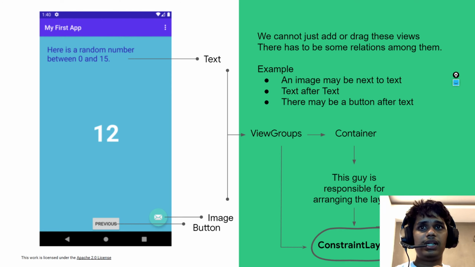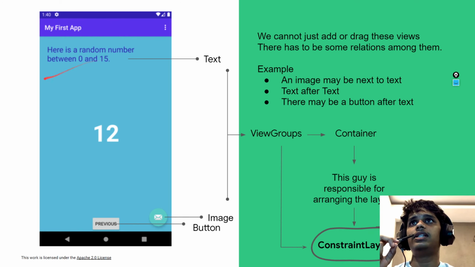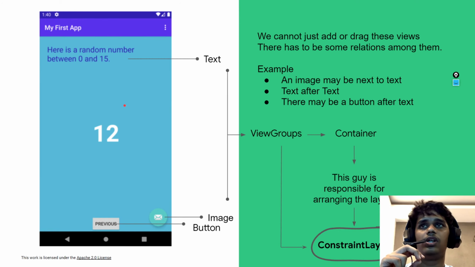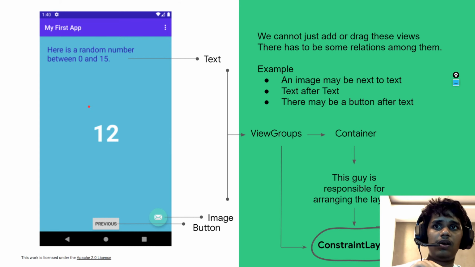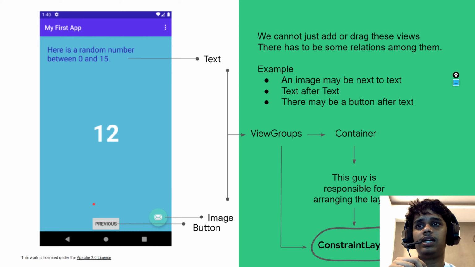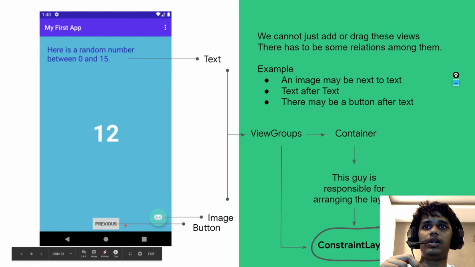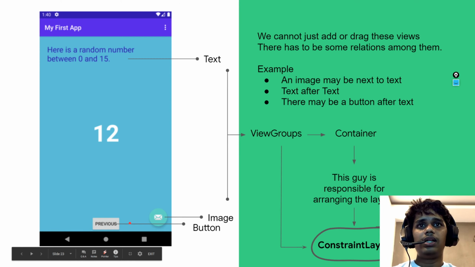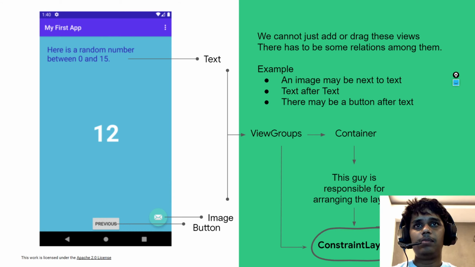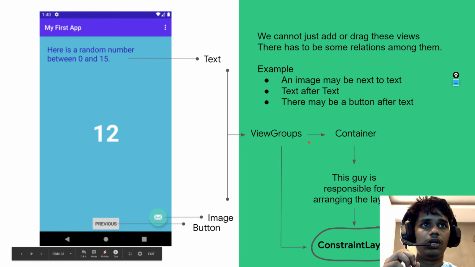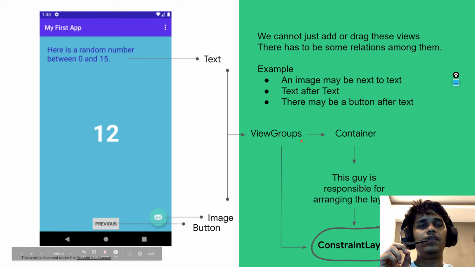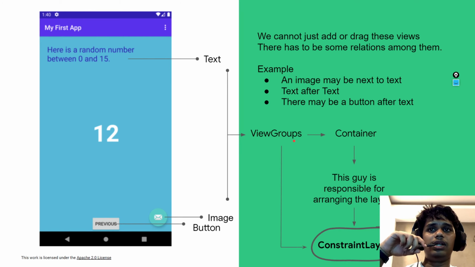And you can also see that there will be a text after a text. Here you can see there is one text over here, there is another text over here, so there is a relationship among them too. And there may be a button after the text too. Let us say you have a previous button here and you have something to display a text here too. As I told you, the image, button or text, all of these elements are considered to be views. In view groups, you will be able to make a relationship among all of these elements.